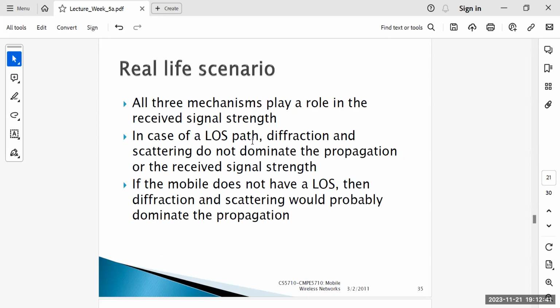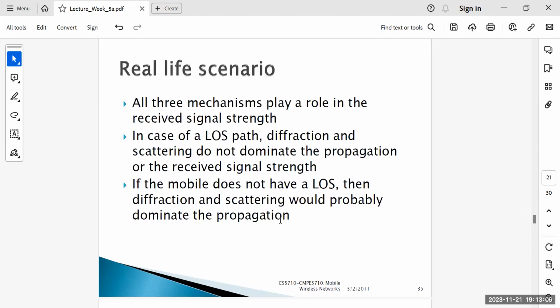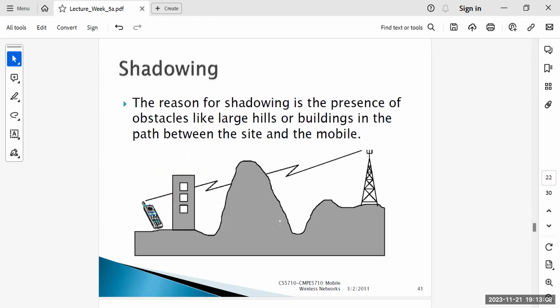In case of a line of sight path, diffraction and scattering do not dominate the propagation or the received signal strength. If the mobile does not have a line of sight, then diffraction and scattering would probably dominate the propagation. Because, for example, it has to communicate with someone over here. So reflection may not play a very significant role in that case. Scattering and diffraction play a significant role in order for the signal to reach the shadowed part.